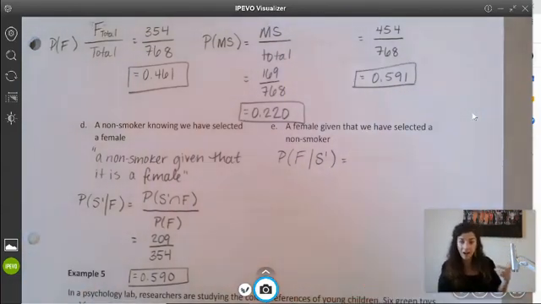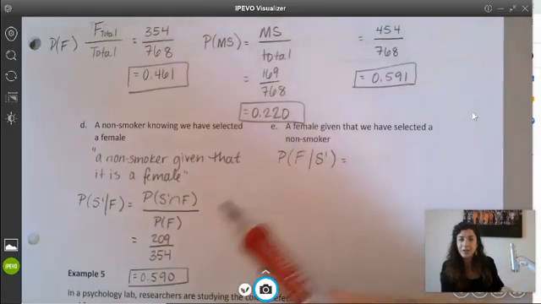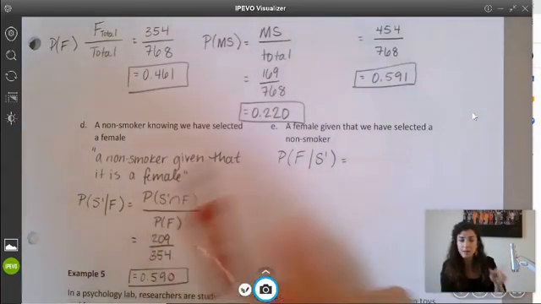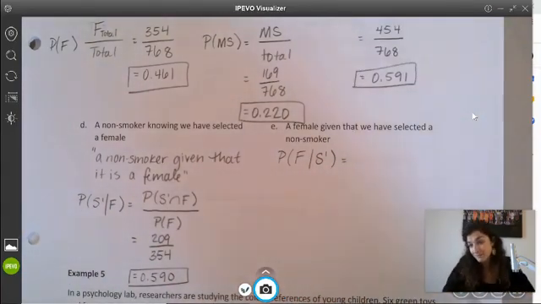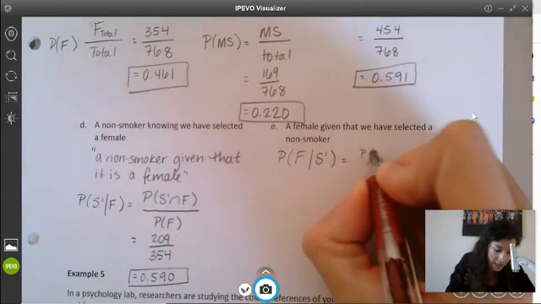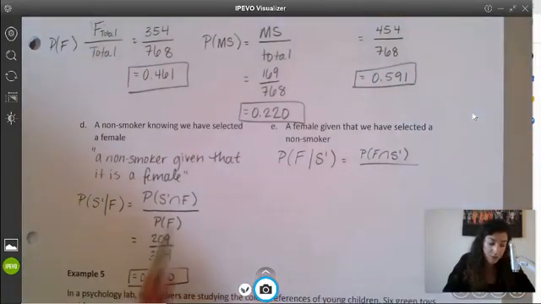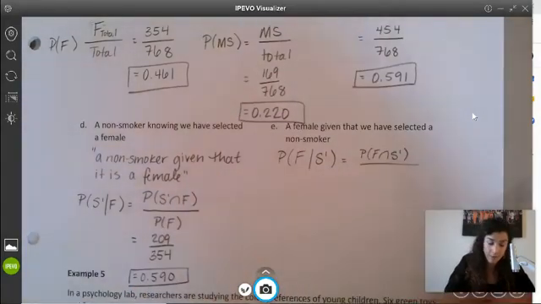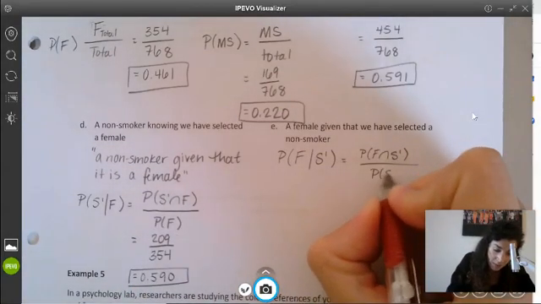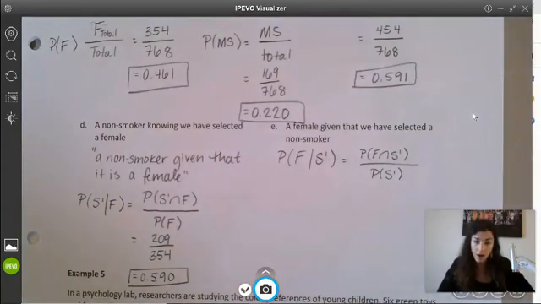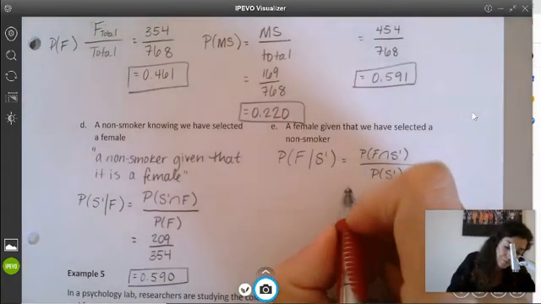Very similar, obviously, to our last one. It's almost like I planned it. So these guys are very, very similar, but you're going to notice that it's going to be different. So the probability that they're a female and a non-smoker, which is equal to the probability that they're a non-smoker and a female. But now we're going to divide by the probability of a non-smoker.